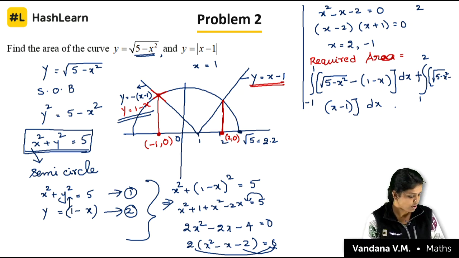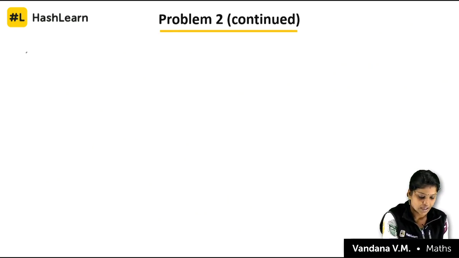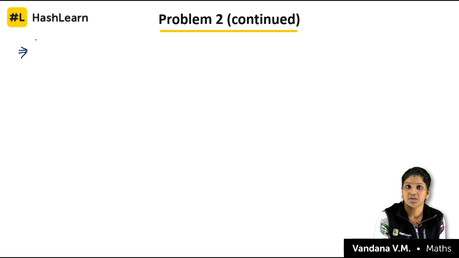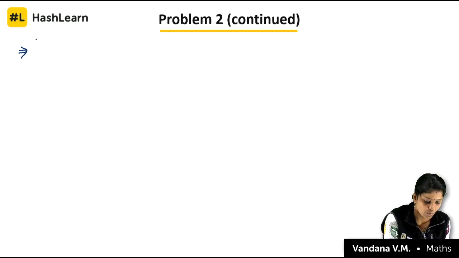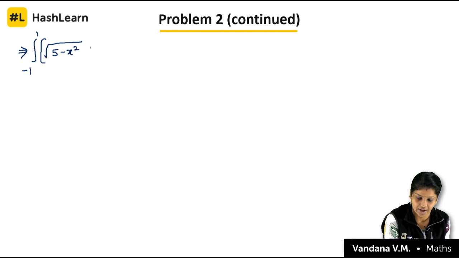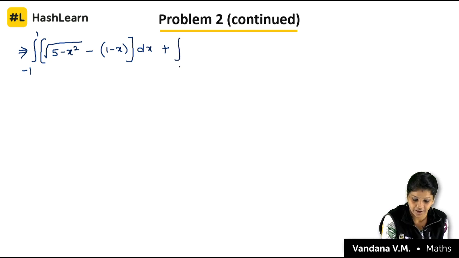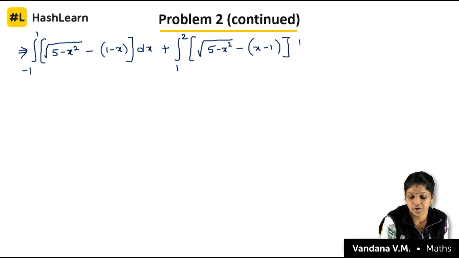I hope you understood. So now let me write here, because by seeing the graph we have to write. So I wrote there. So what we got? Minus 1 to plus 1 root of 5 minus x square minus 1 minus x into dx, plus integral 1 to 2 root of 5 minus x square minus x minus 1 into dx.